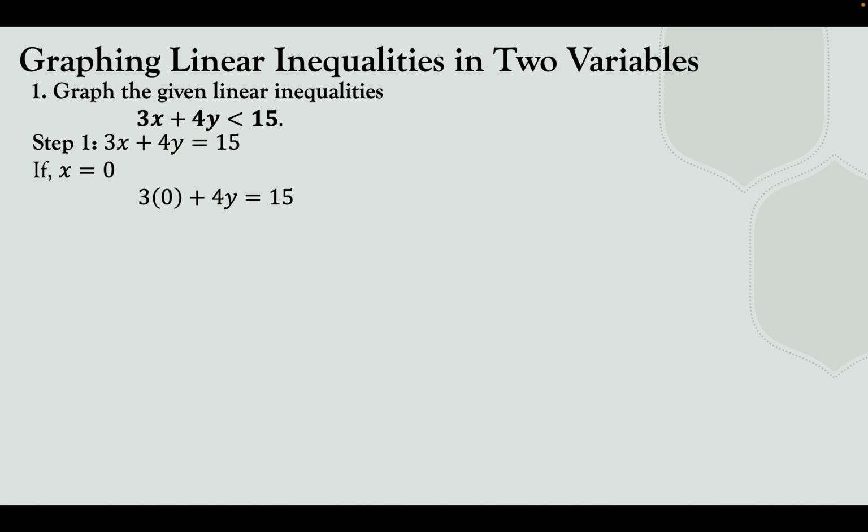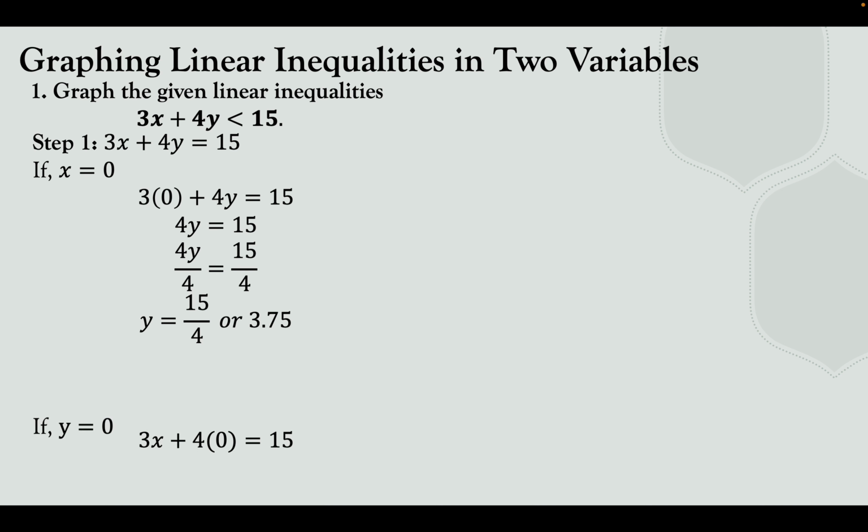So we let x equal 0. Substitute x equals 0 into the given equation. We have 3 times 0 plus 4y equals 15. Since 3 times 0 is 0, we have 4y equals 15. Divide both sides by 4 so that we have y equals 15 over 4, or y equals 3.75.